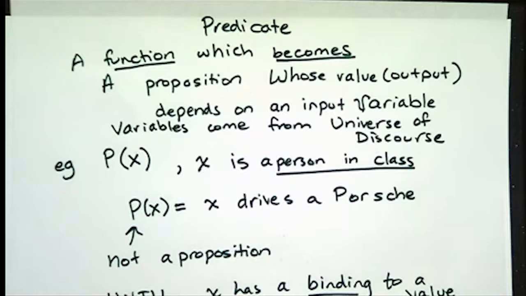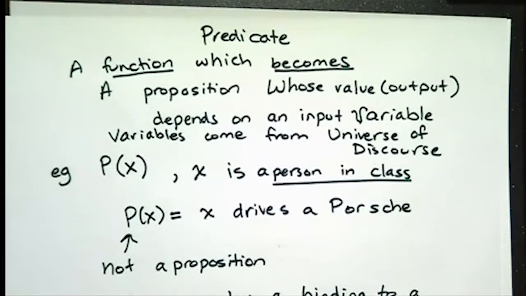For example, I have P of x, where x comes from some person in class. That would be my universe of discourse, so that's where I'm pulling my variable from. And P of x can be equal to something like x drives a Porsche, and I'm trying to have the letter match with something in the sentence so I can remember it. Kind of like when we write programs, we like to have variables with names that we can associate with things, so when we read them later, we'll know what they are.